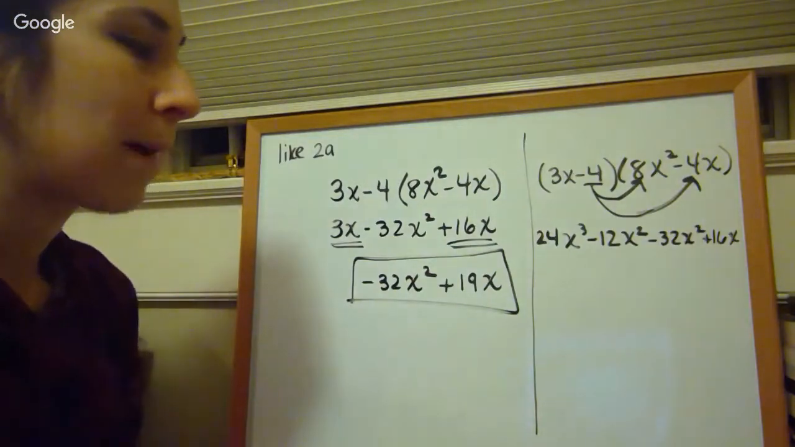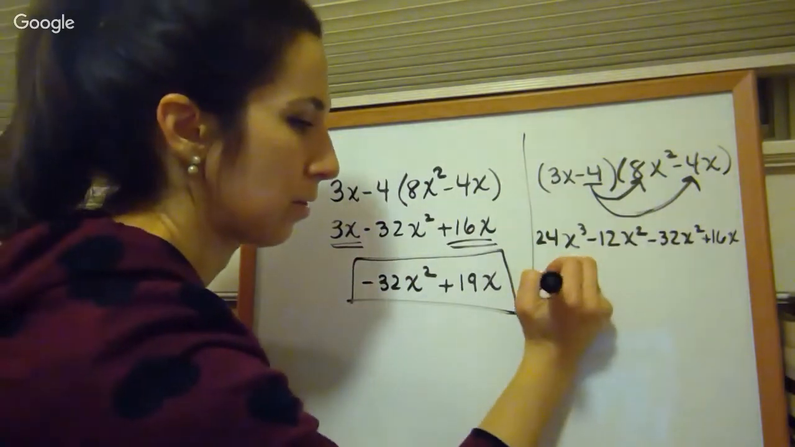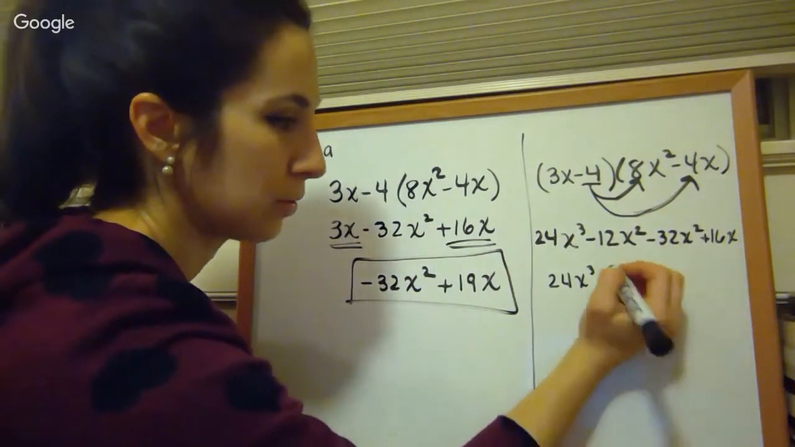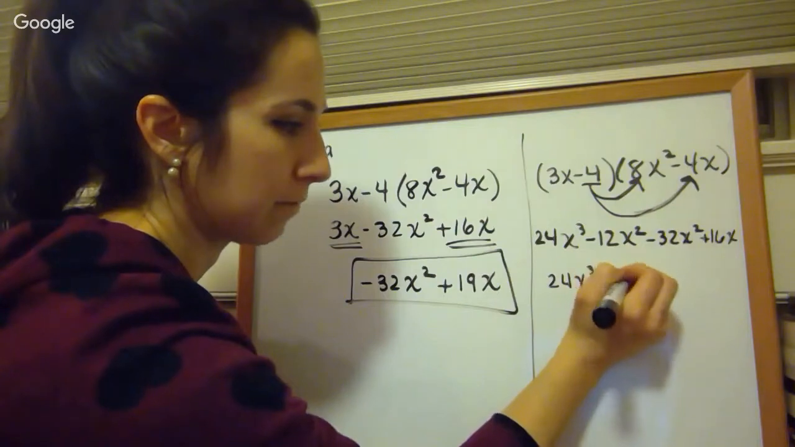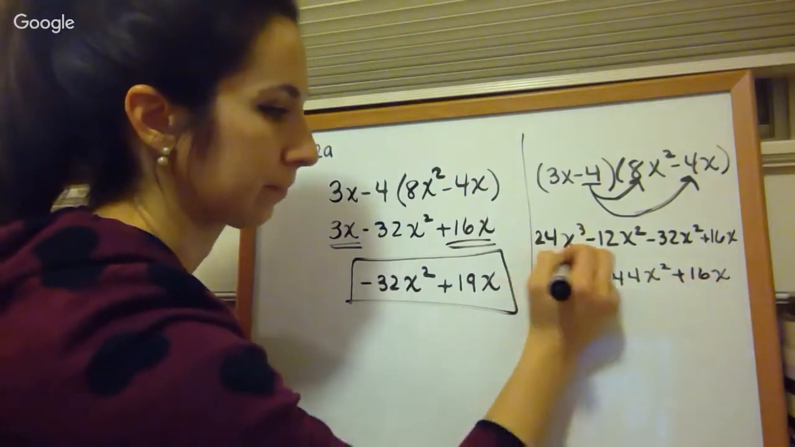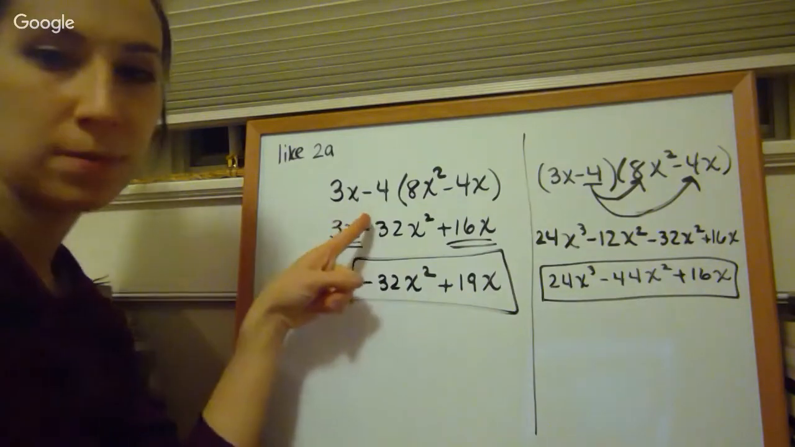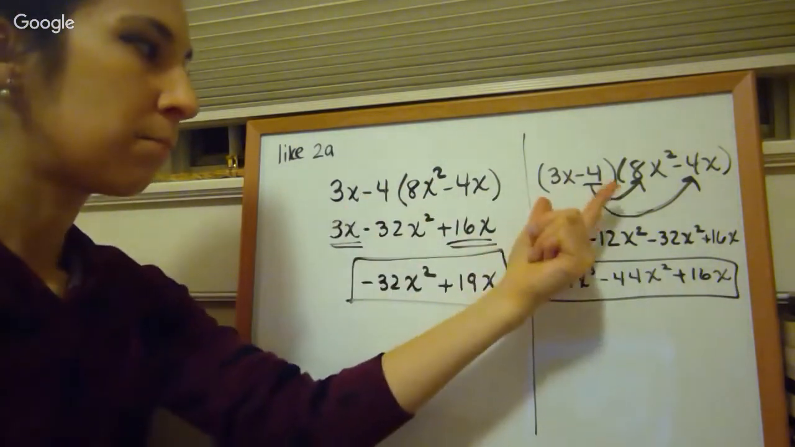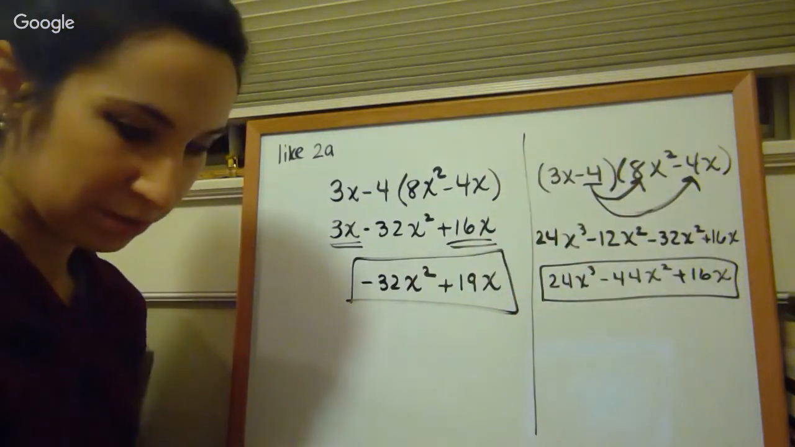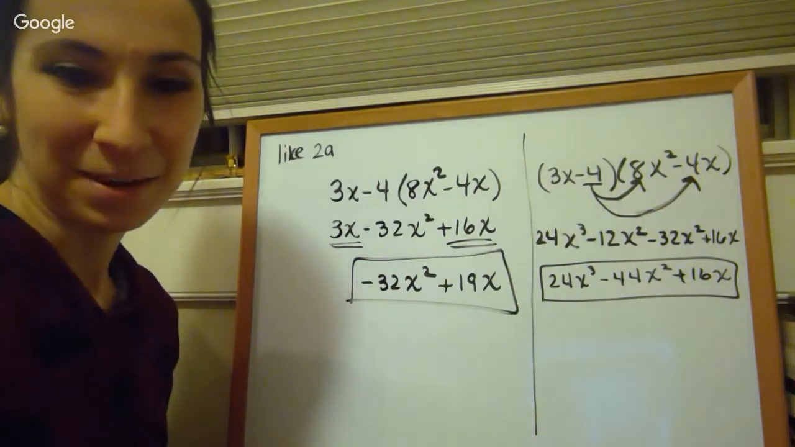All right, now we combine all the like terms. It looks like we only have these guys in the middle that are like terms. So 24x cubed, a -12 and a -32, let's see, that is -44x squared, and then just a 16x. So you see the difference between distributing only a -4 and then here, both terms. And of course, there could be 3, 4, 5 terms or more, which, don't worry, there won't be 12 or 10 or 9.